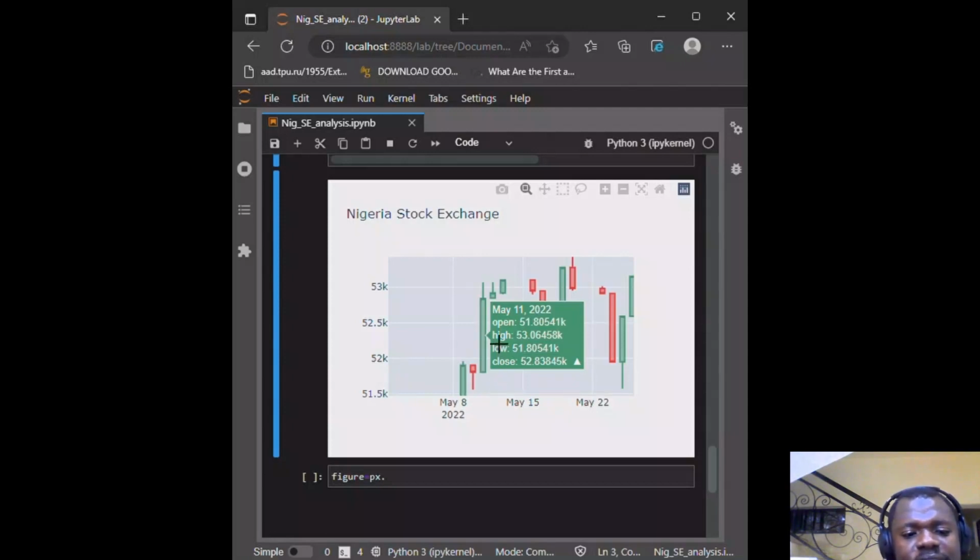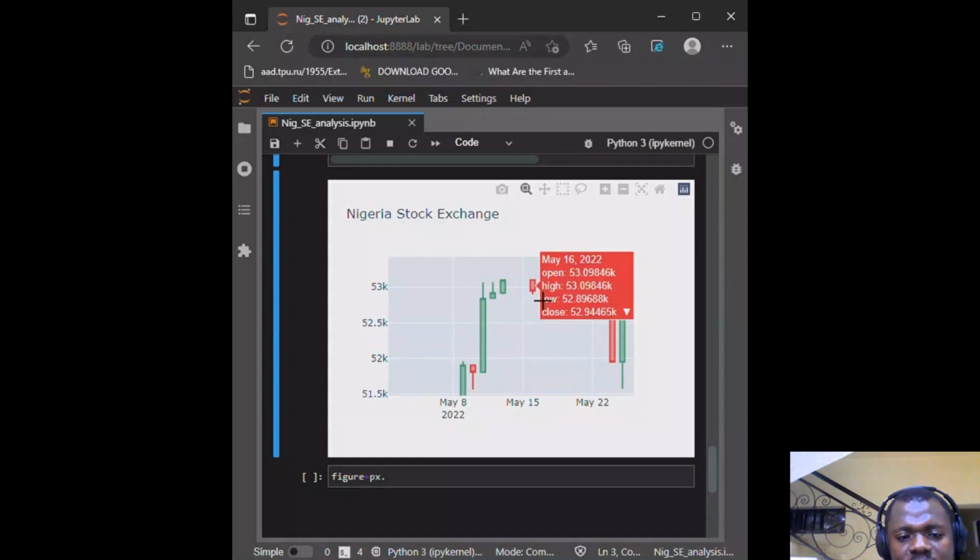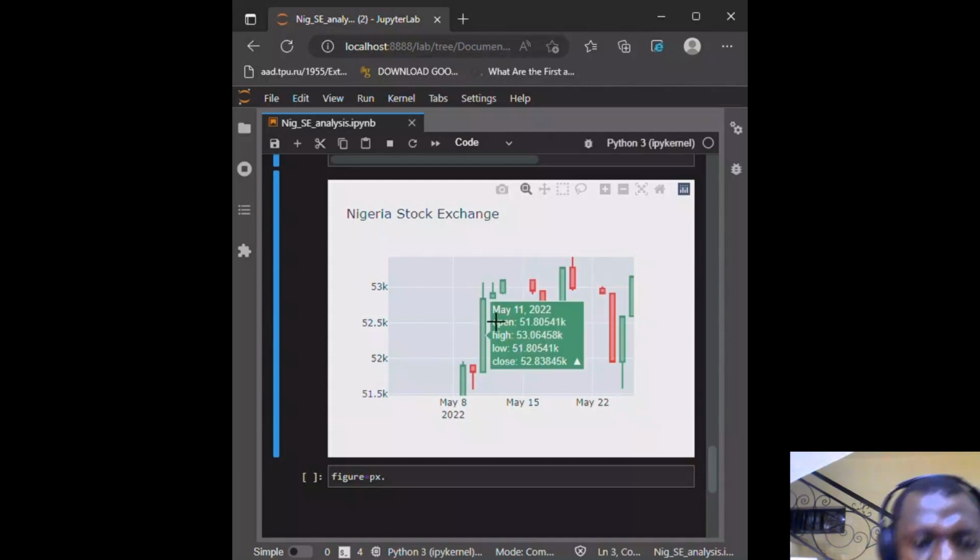So in this case, on this particular day, because each candlestick stands for certain days, each day has an open, a low, and a high. The green color indicates that between the open and close there's a positive difference. That means the price actually increased.